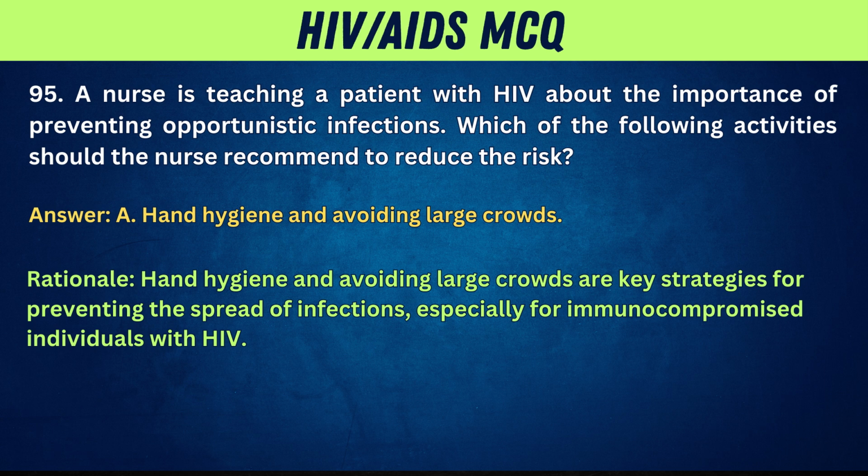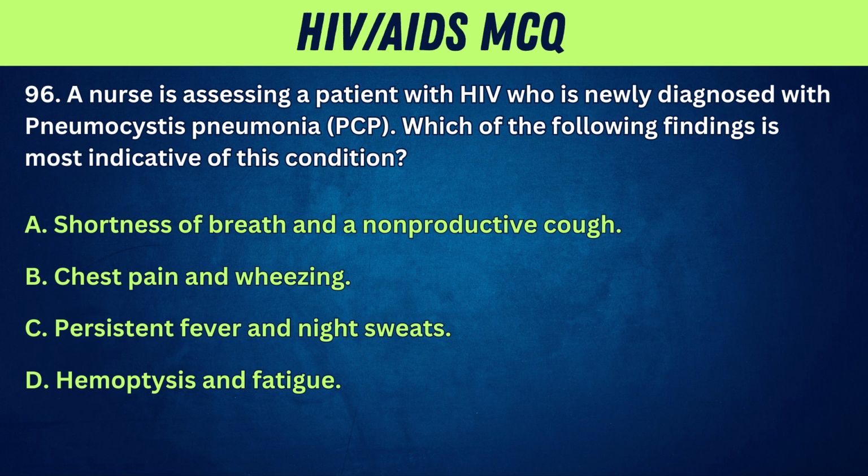Rationale: Hand hygiene and avoiding large crowds are key strategies for preventing the spread of infections, especially for immunocompromised individuals with HIV. 96. A nurse is assessing a patient with HIV who is newly diagnosed with pneumocystis pneumonia, PCP.